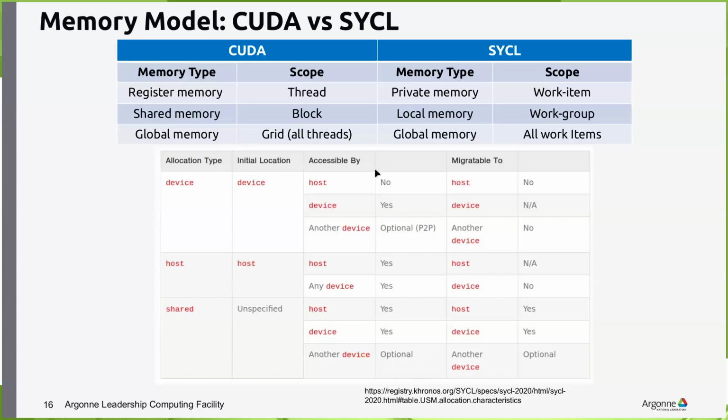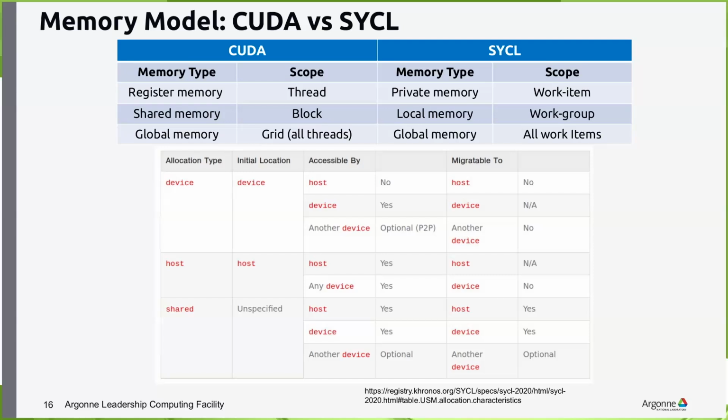Coming to the memory model, we were just talking about the execution model: how to launch the kernels, what would be involved while launching them, and how that would map onto the hardware. Now we will talk about the memory aspects of it. There are similar one-to-one mappings between CUDA and SYCL, loosely speaking.